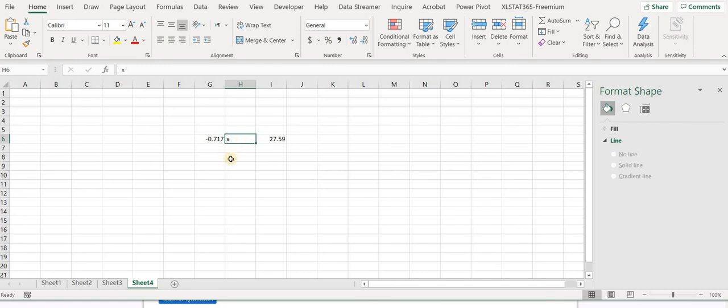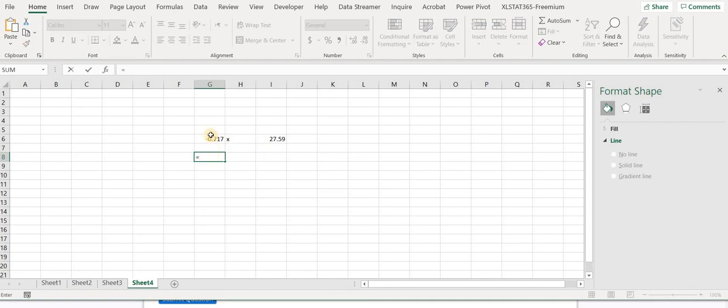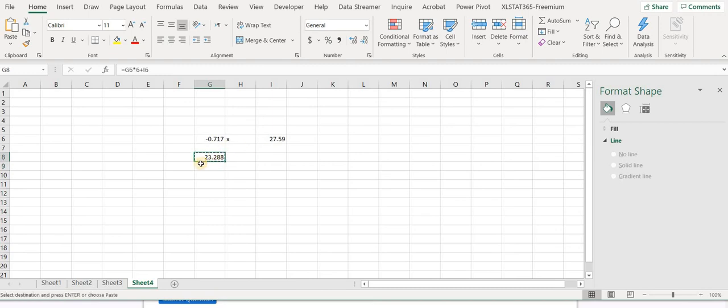So to compute that, I'm going to say this is equal to this number times 6 plus this number right here, the y, or the y-intercept. So the answer is 23.288. We're going to round it to 1 decimal. So go to the home tab. This is going to round it for you to 1 decimal. I'm going to copy that.